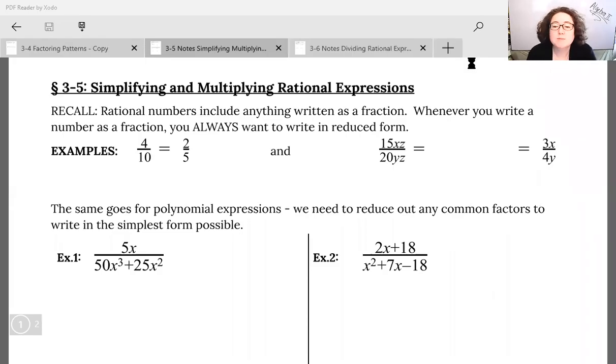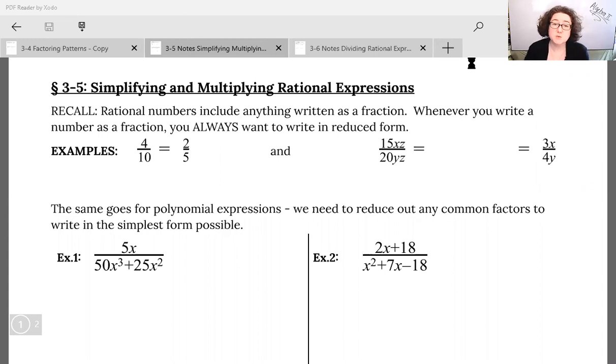Today we're going to look at simplifying and multiplying rational expressions. This is one of the applications where knowing how to factor pretty straightforwardly is definitely going to help you out. If you do need some review on factoring or are still unsure, keep in mind you can always write out your work.